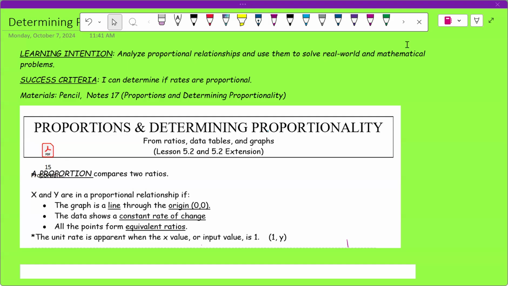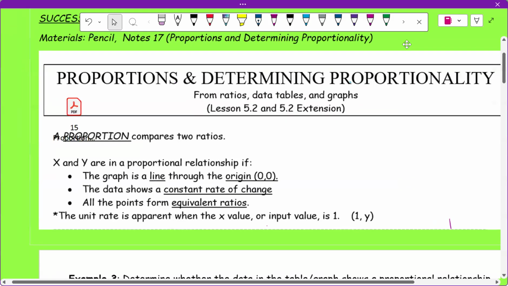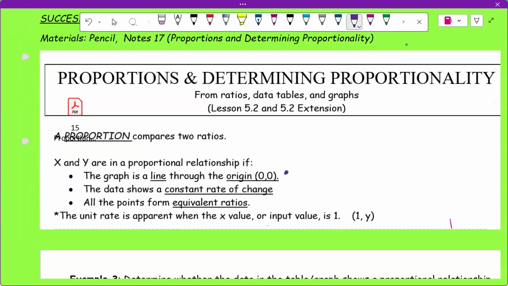Welcome back. Let's continue our discussion of proportions and determining whether data is proportional. So we've already discussed the need to have equivalent ratios if we have a proportion. Today we're going to focus more on the visual representations in tables and graphs. In order to be proportional, the graph has to be a line that goes through the origin, and the data has to show a constant rate of change. It also needs to have equivalent ratios, which we already discussed.